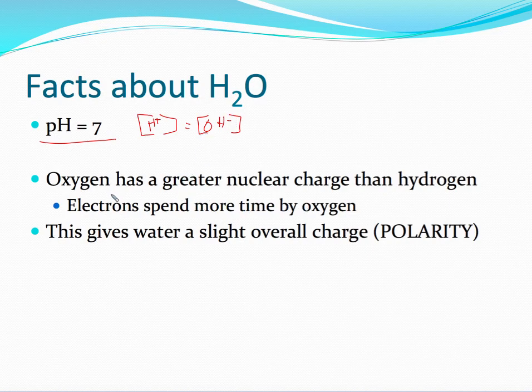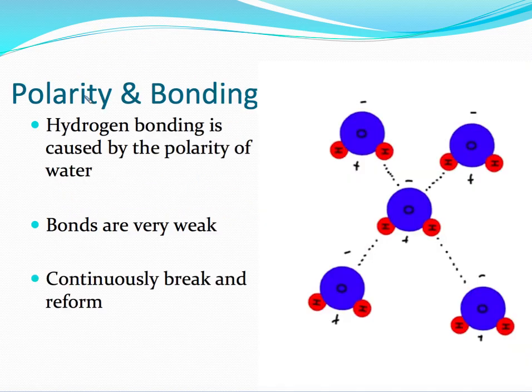But beginning again, because oxygen has a greater nuclear charge than hydrogen, it's more electronegative. Electrons spend more time by oxygen, giving this that slight overall charge, which we call polarity. Okay? And so this is how water molecules line up. This is that hydrogen bonding. This hydrogen is slightly positive because it doesn't have the electrons, so it's going to be somewhat attracted to this oxygen molecule here. So positive hydrogen is slightly attracted to this negative side. That's what these dashed lines are indicating, a slight attraction.